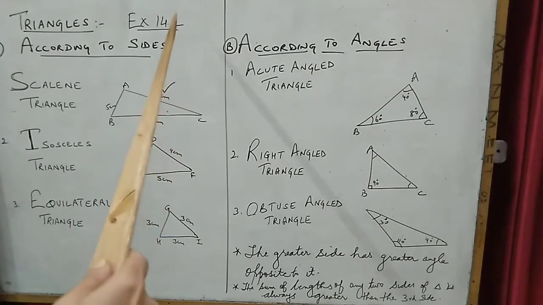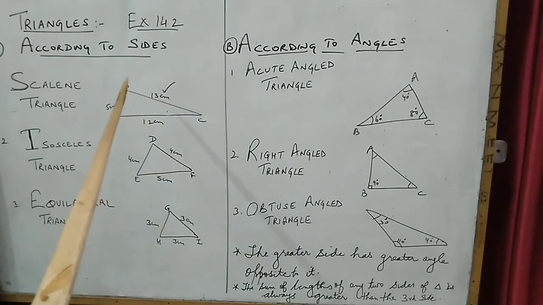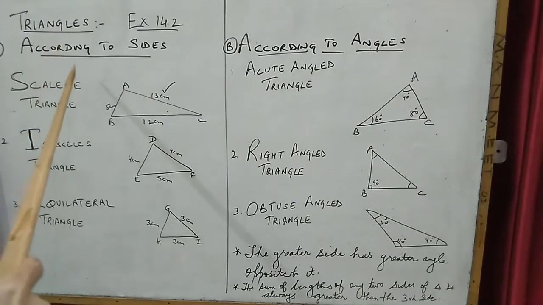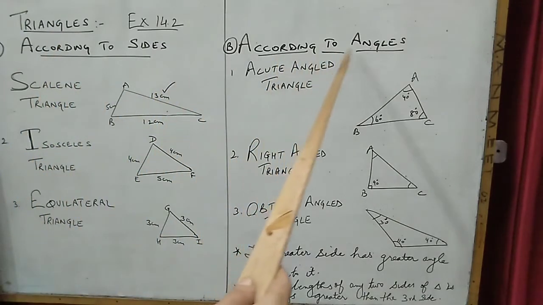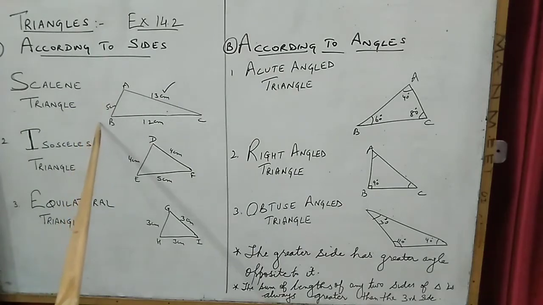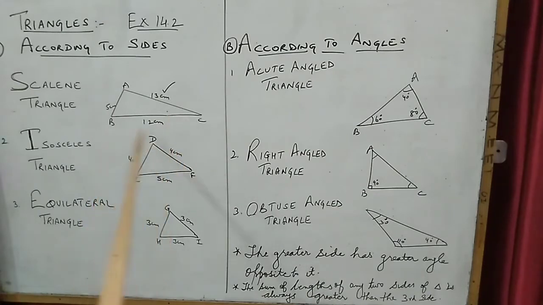Today we will do exercise 14.2, but before doing it you should know the triangle classifications. The triangle classification is according to sides and according to angles. First, according to sides, is the scalene triangle. A scalene triangle is a triangle whose sides are all of different length. I've made one example here: AB is 5, AC 13, BC 12. All have different lengths, so this is a scalene triangle.